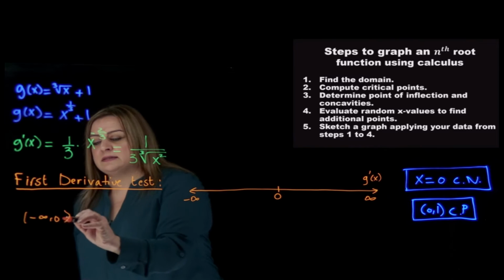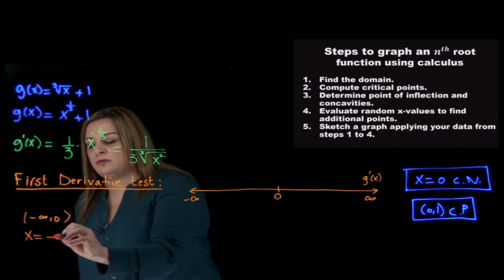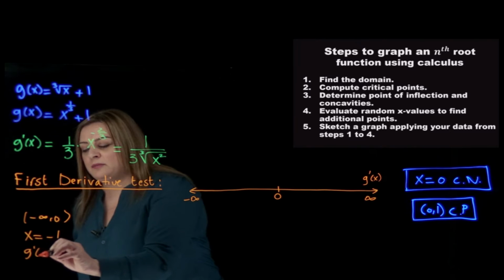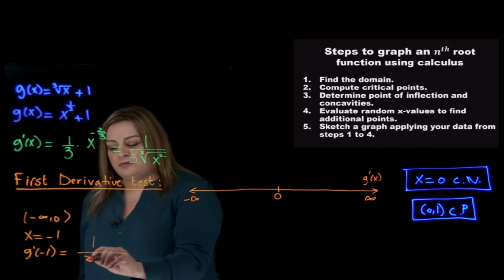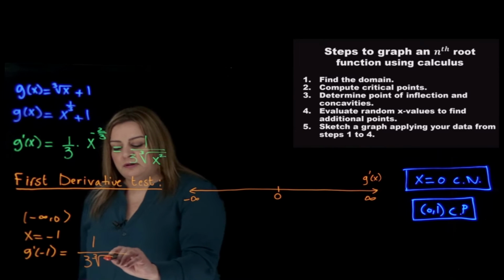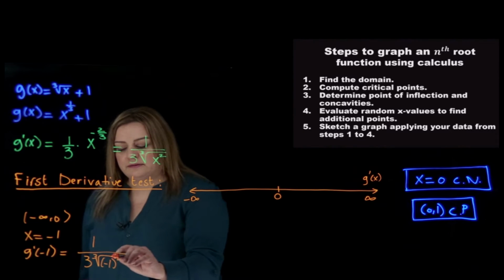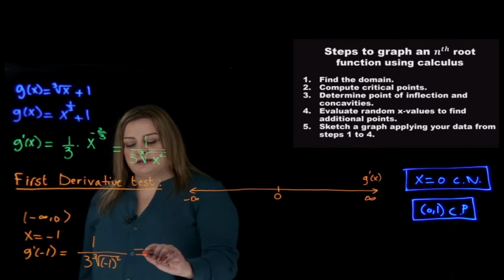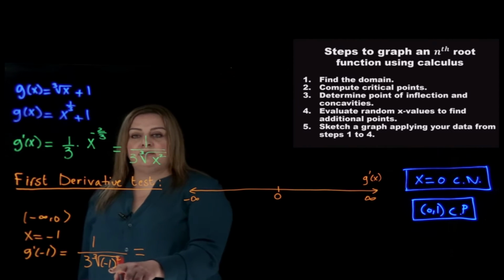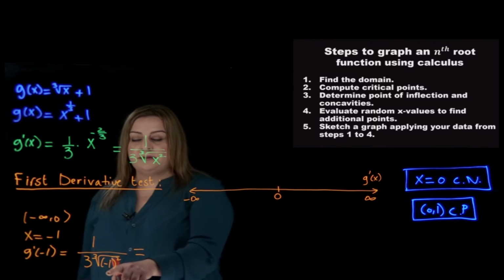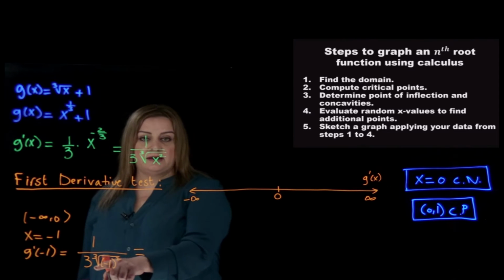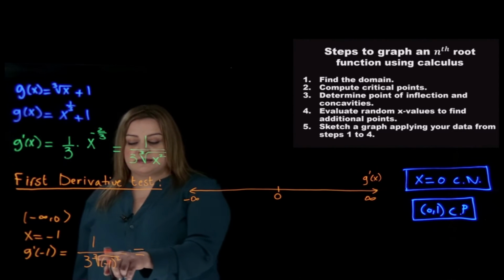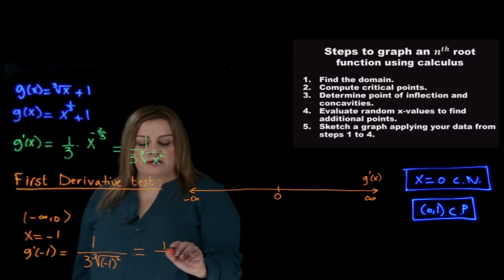So for negative infinity to 0, if I let x in this interval be negative 1, g prime of negative 1 is equal to 1 over 3 cube root of negative 1 squared. And this should give me negative 1 squared is going to be 1, a positive 1. Cube root of 1 is just 1. Multiply 1 by 3 and we will have 3. Any number multiplied by 1 is itself, so I will end up with a positive 1/3.